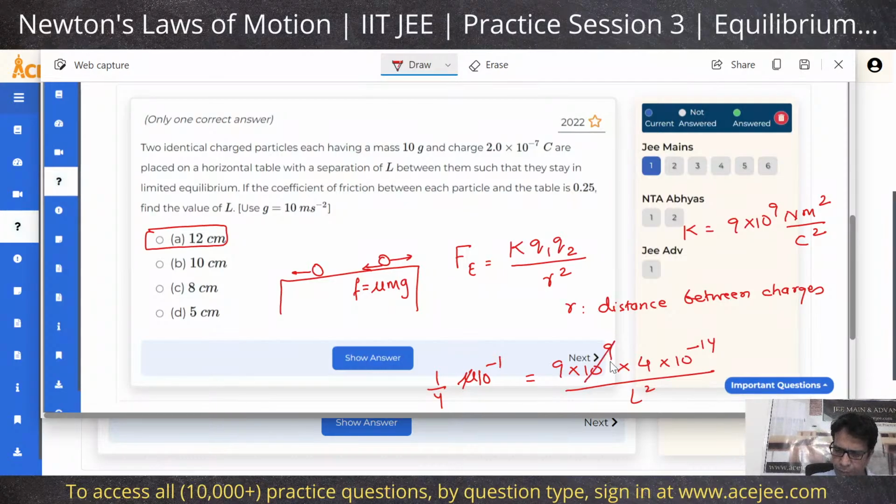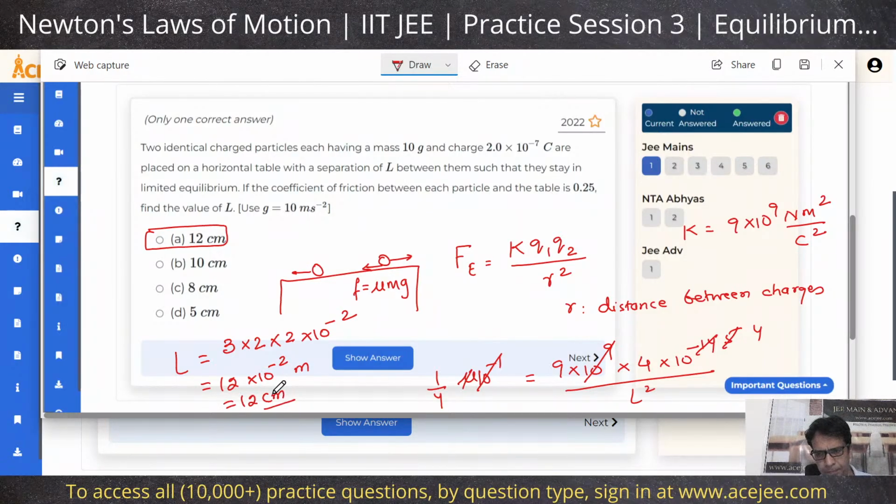This is what we have. So let me strike it out. So 10 to the power 9, 5, 4. So we have 10 to the power 4. Sorry, I'm just going to keep it on that side. So what do we have? L squared. So L is 3 into 2 into 2 into 10 to the power minus 2. That's coming out to be exactly 12 into 10 to the power minus 2 meters or 12 centimeters. Just check with them.